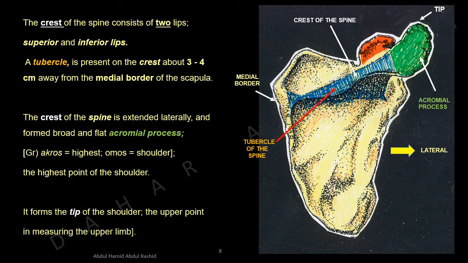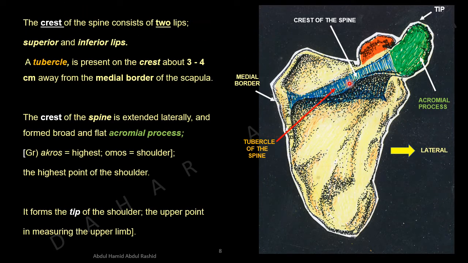We'll continue the crest of the spine. This is the crest of the spine. It has two lips, the upper or superior lip and the lower or inferior lip. It has a tubercle, the tubercle of the spine of the scapula, which is about 3 to 4 centimeters from the medial border of the scapula. This is the tubercle of the spine of the scapula.